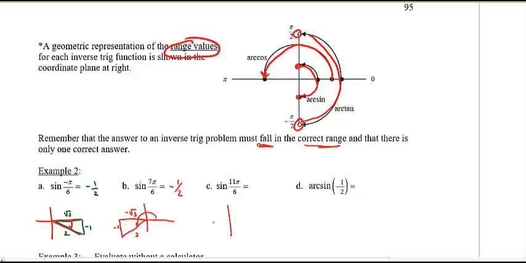And sine of 11 pi over 6, that's going around like that. You're actually getting the same answer as part A, the same triangle, root 3, negative 1, 2. So this answer is also negative 1/2.